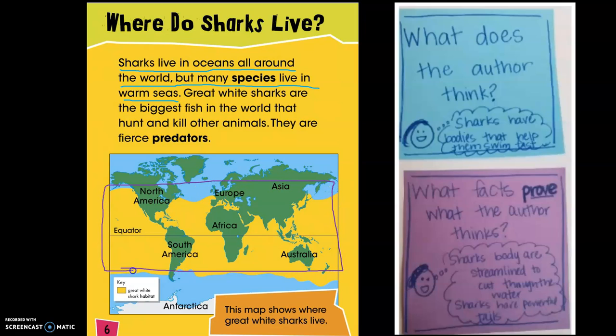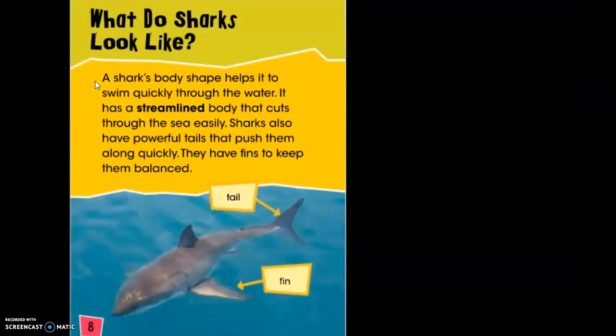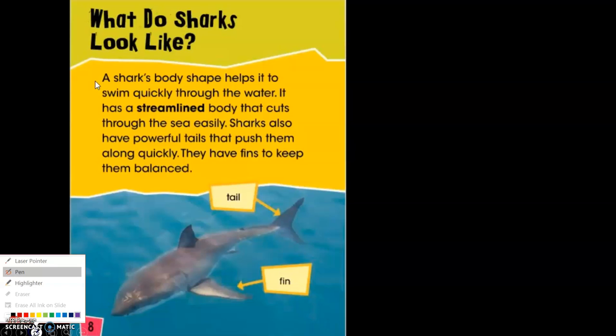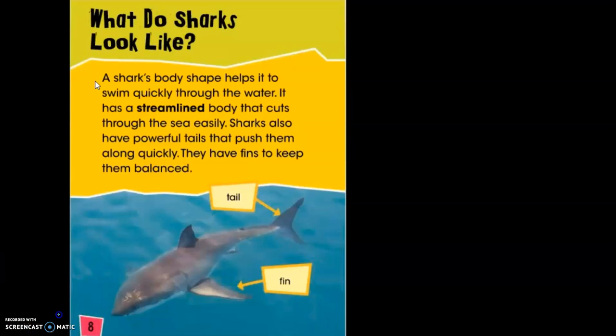So sometimes the facts may be in a picture. Sometimes it may be in the paragraph. You just have to be on the lookout for it, all right? Watch me do it again with this one. This one says, what do sharks look like? A shark's body shape helps it to swim quickly through the water. It has a streamlined body that cuts through the sea easily. Sharks also have powerful tails that push them along quickly. They have fins to keep them balanced.